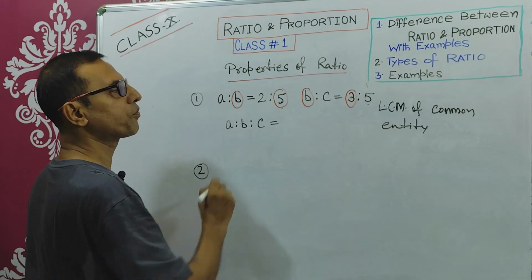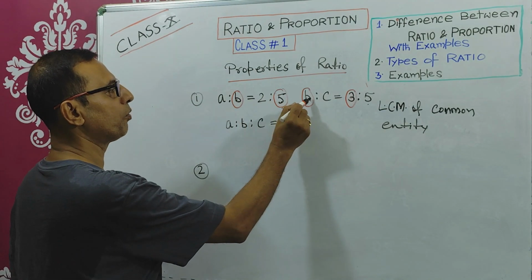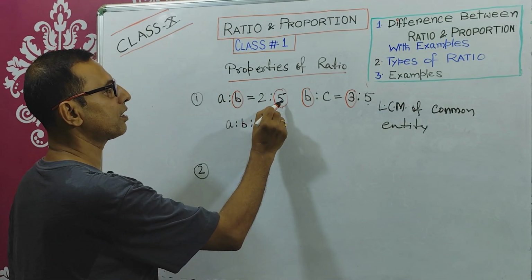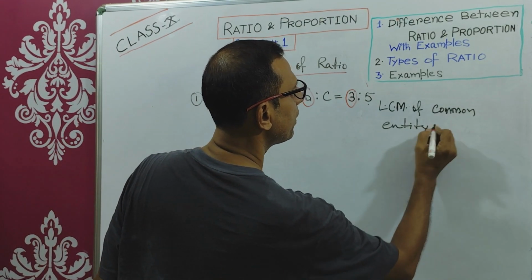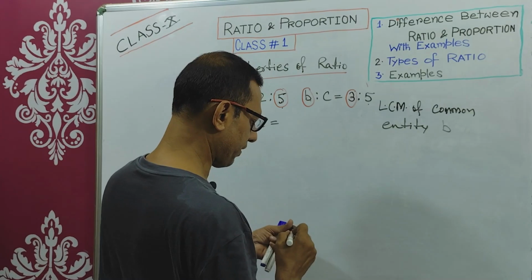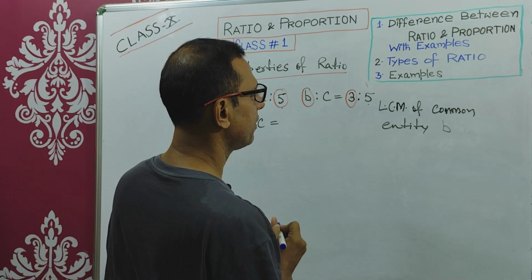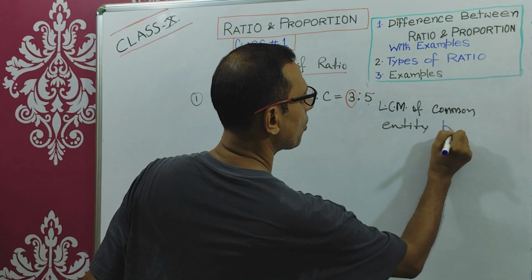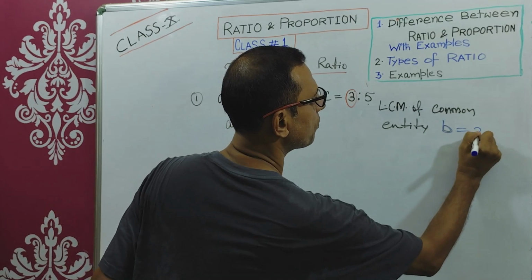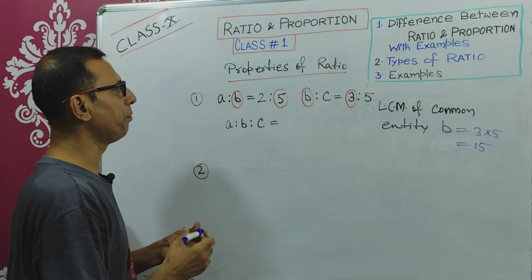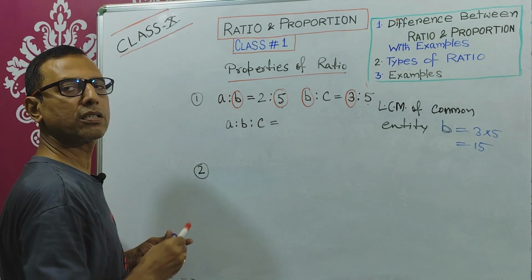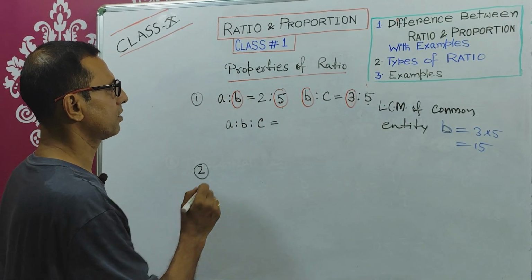So what is the LCM of the common entity here? B is the common entity. What is the value? B is 5 and 3. So the LCM of the common entity B is 15, since 3 into 5 equals 15. Now you need to make this B part 15 for both the cases.